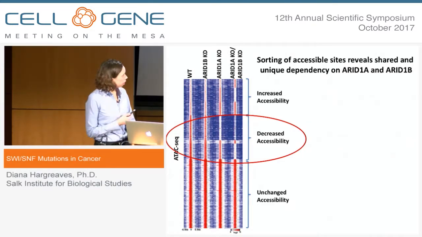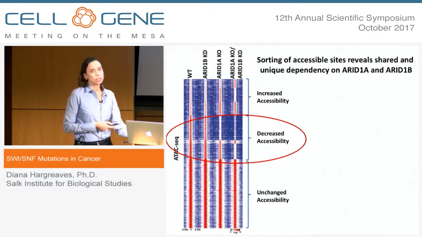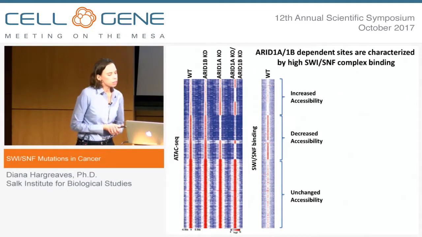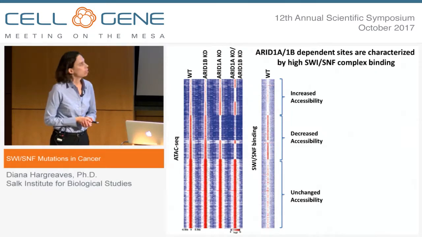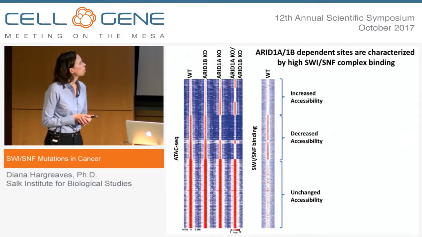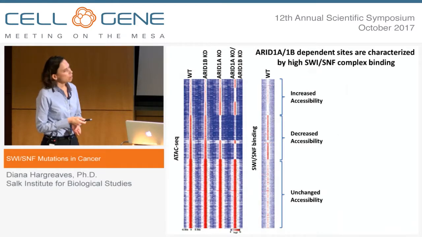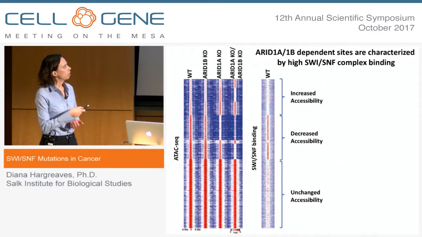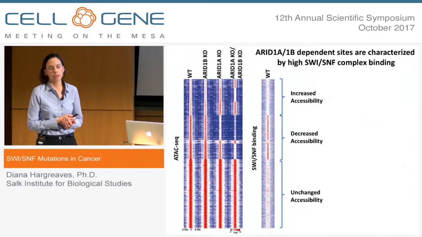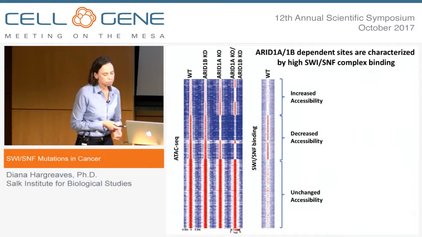Indicating that ARID1B is largely compensatory in its function for maintaining chromatin accessibility. So we wanted to understand what makes these sites particularly vulnerable to loss of these subunits. So we mapped the binding of SWI/SNF complexes against our accessible sites and found that SWI/SNF binding is highly enriched in these sites that are particularly sensitive to ARID1A and ARID1B loss.